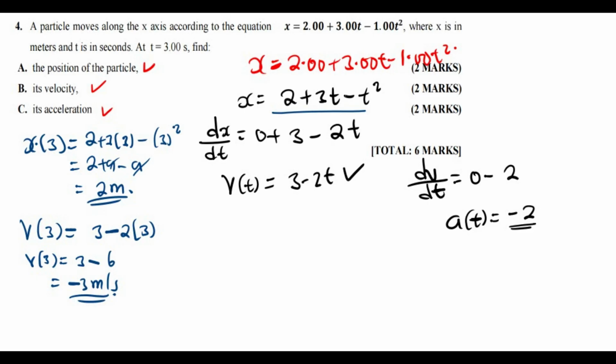What will be the answer for the second one? Oh, the acceleration, sorry. Negative 2 meters. Yes. That's all. So the acceleration as a function of t is negative 2 meters per second squared. As simple as that.